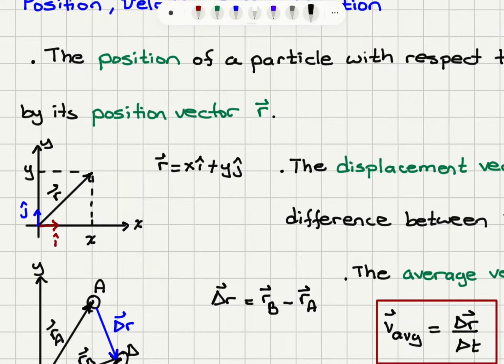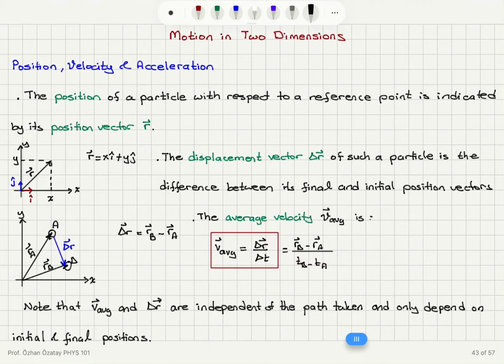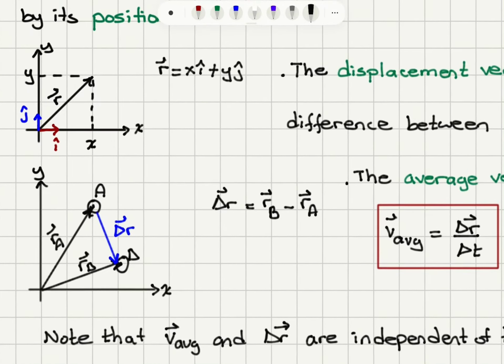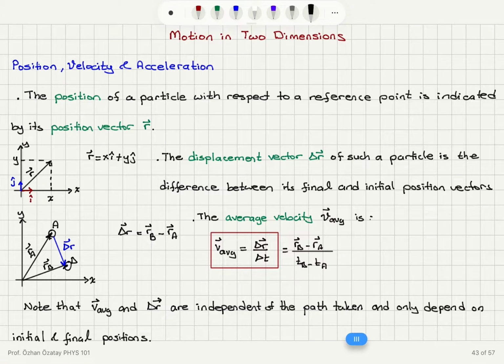So the position vector is given as x i hat plus y j hat, in terms of the unit vectors i hat and j hat on the x and y axes respectively. The displacement vector delta r of such a particle is the difference between its final and initial position vectors. If the particle goes from point A to point B, there is a change in the position vector: final position vector minus initial position vector, rb minus ra, gives us the displacement vector delta r. These are both measured in meters.